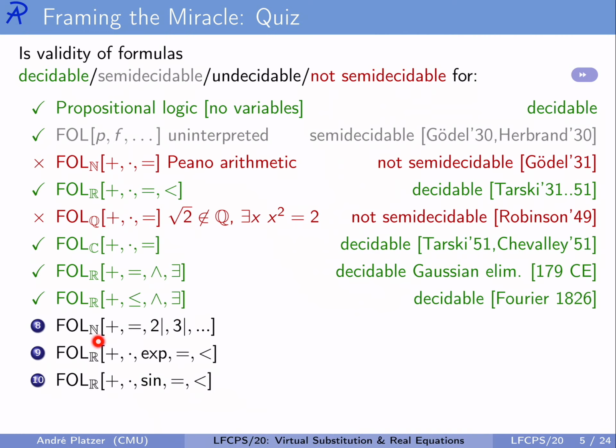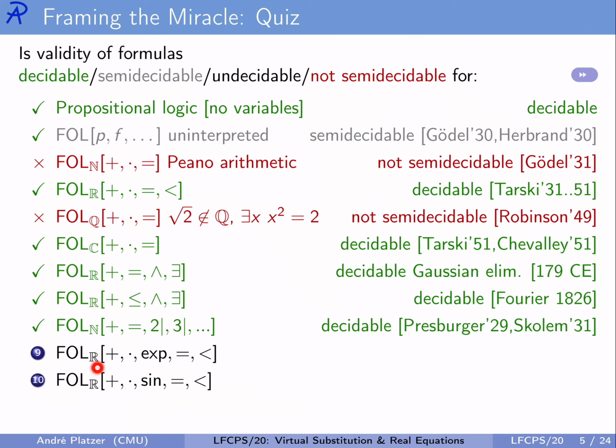Now, natural number arithmetic, remember, natural numbers were kind of hard. Peano arithmetic is not even semi-decidable. Natural number arithmetic, but if you're not allowed to multiply, you only have additions, but you're adding additional predicates in there, a predicate that you can ask, is the number even? Is it divisible by 2? Is the number divisible by 3? Is the number divisible by 29? Things like that. Well, in that case, the arithmetic becomes decidable again due to a result by Presburger and Skolem.